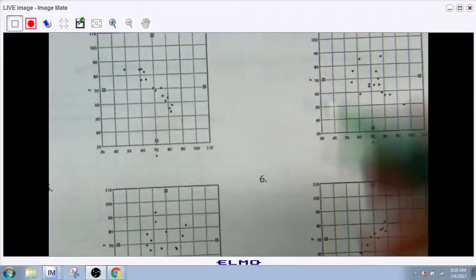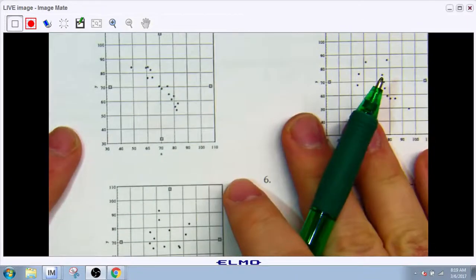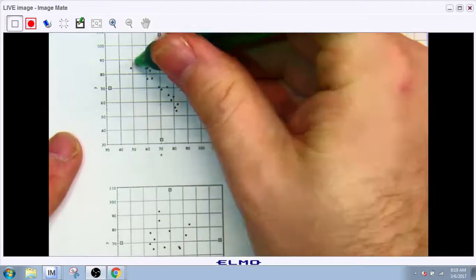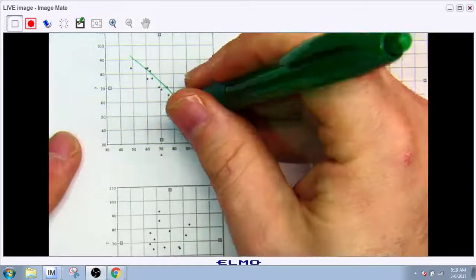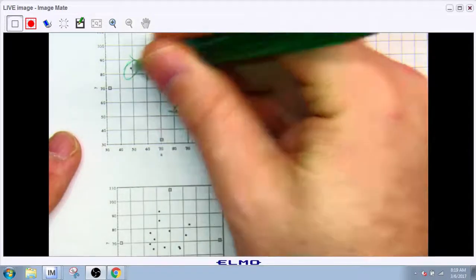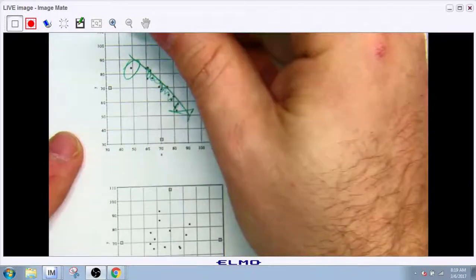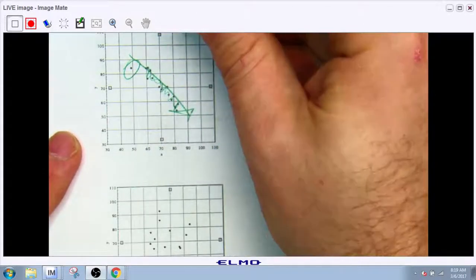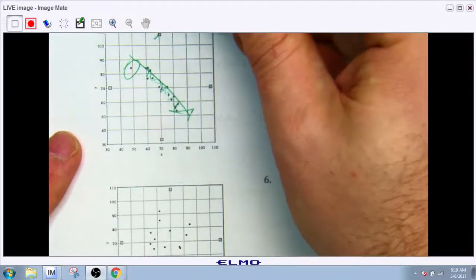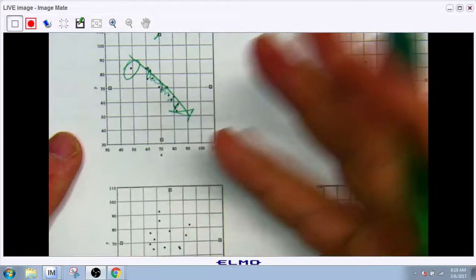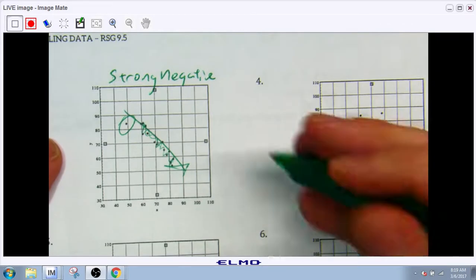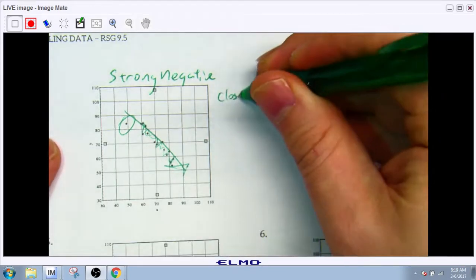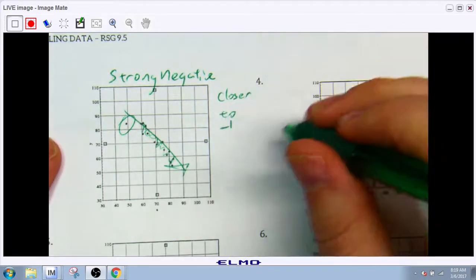Okay, so let's go ahead and start with number 3. Now when I look at number 3, it appears, as we go left to right, to be negative. And it appears to be pretty tight, except for this guy. It's pretty tight together. So I would imagine this would be a strong negative correlation. So thus, I would be anticipating a correlation coefficient closer to -1 than it is to 0.